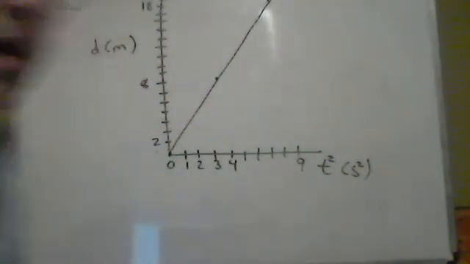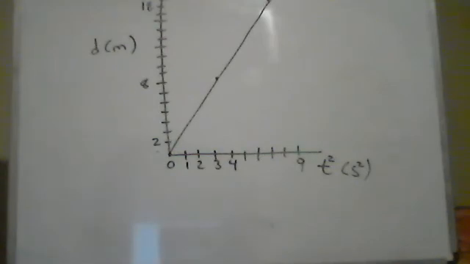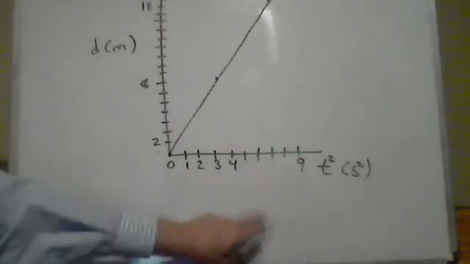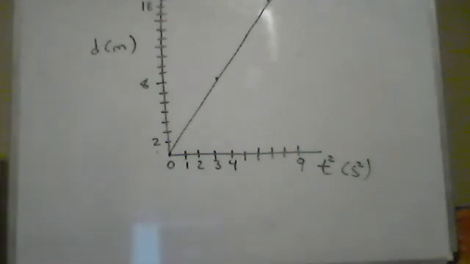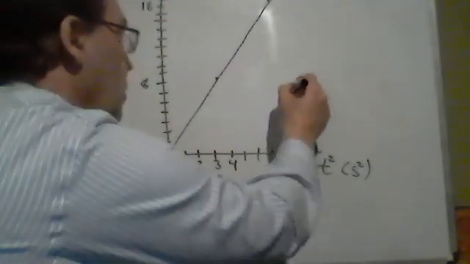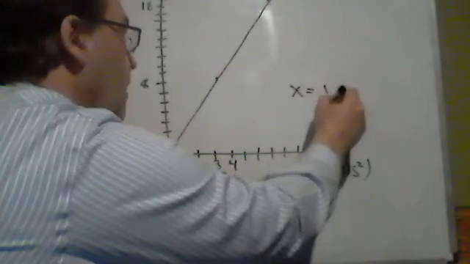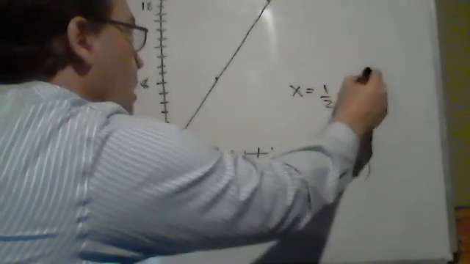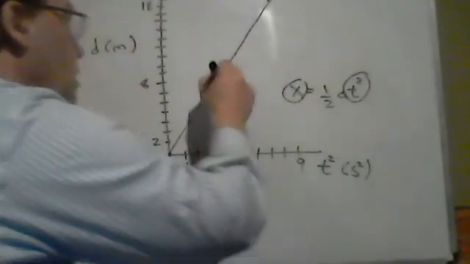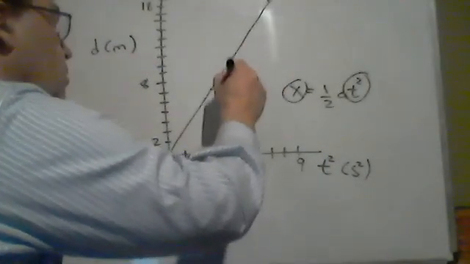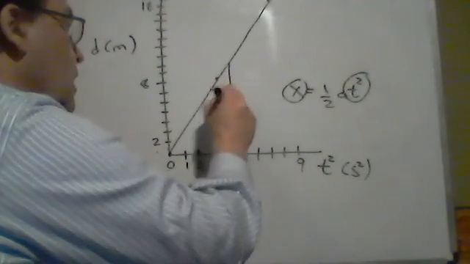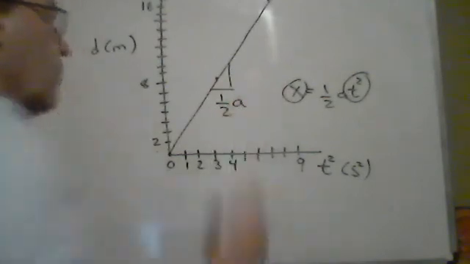All right. And so what that's telling you is that you can linearize that relationship by not considering distance versus time, but distance versus time squared. And the slope, given that we know that x equals 1/2 at squared, if you're taking the distance versus the time squared, your slope of this graph will be 1/2 a.